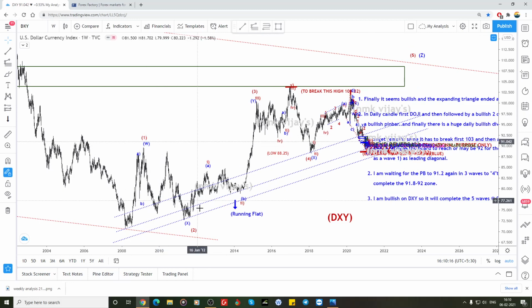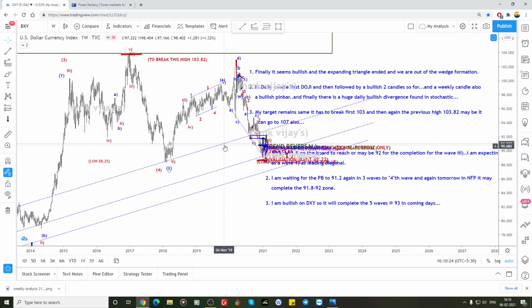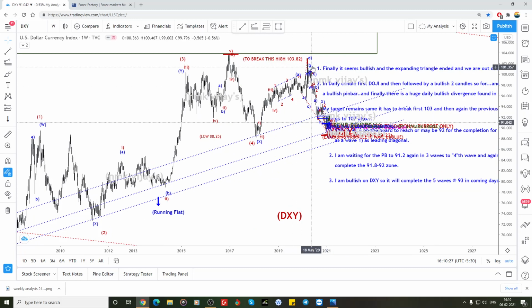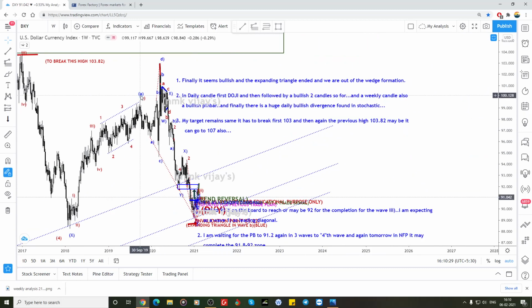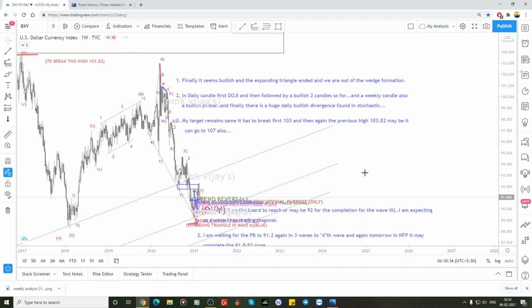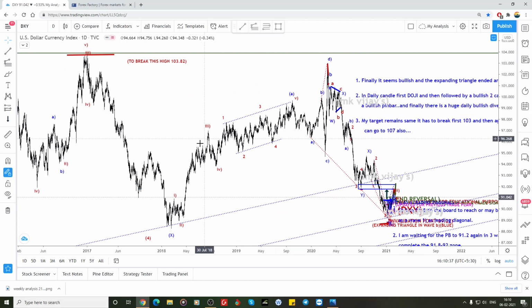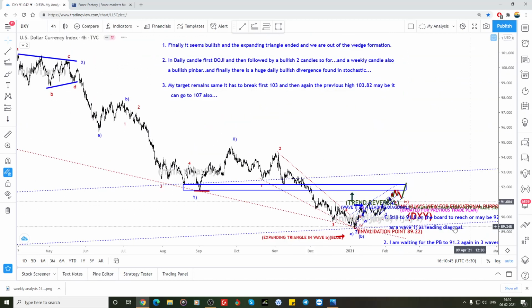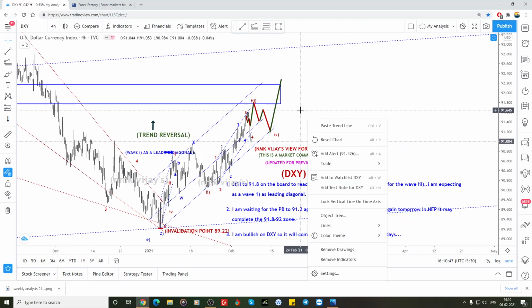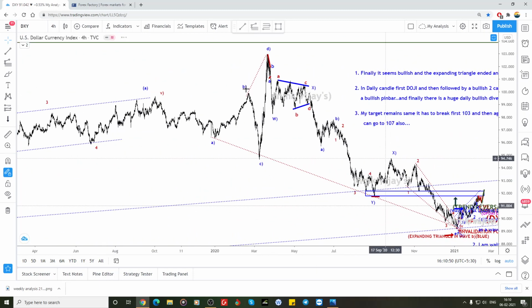So this is a W, X, A, B and C. The Y and the X is an expanded flat. So we are in that Z wave. A is already completed here and B is an expanding triangle. So we finished that E wave. From here it has already reversed. So now A is finished, B is also finished.